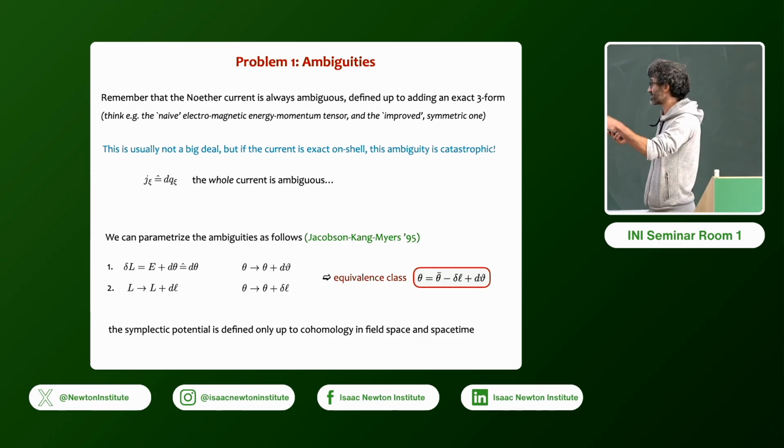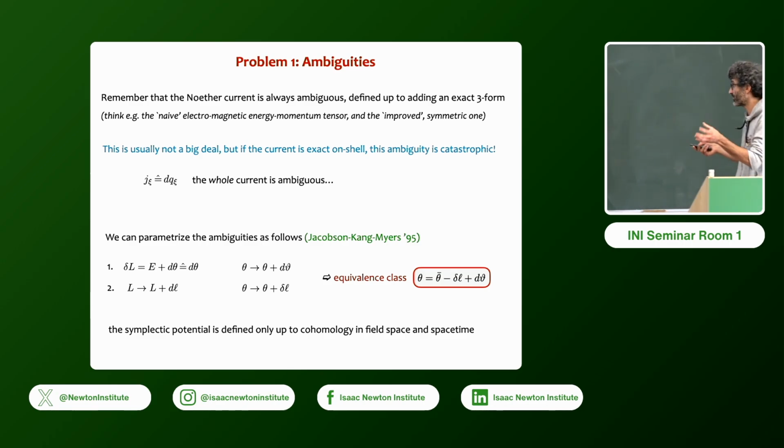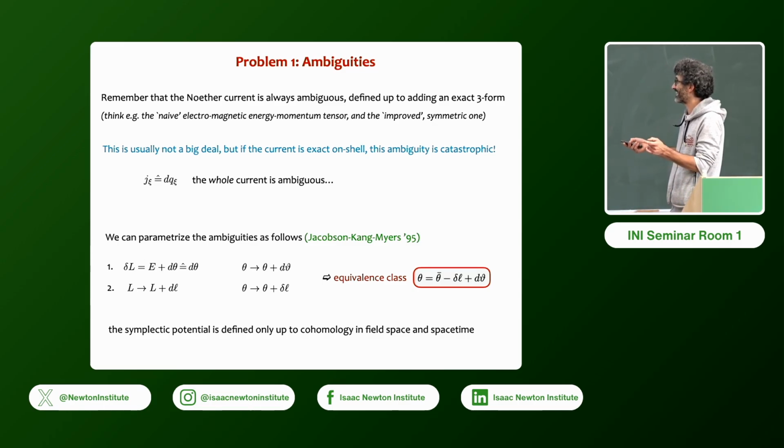And in the context of the covariant phase space, you can parameterize these ambiguities in terms of cohomology. First of all, as you can see from the definition, the symplectic potential is only defined up to adding an exact three-form in space-time.